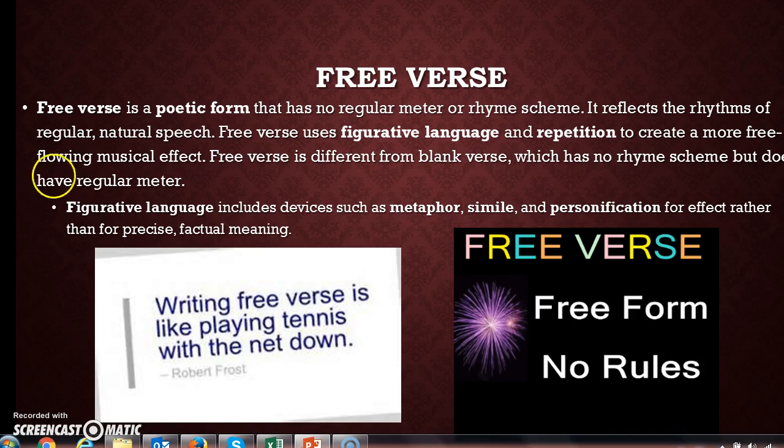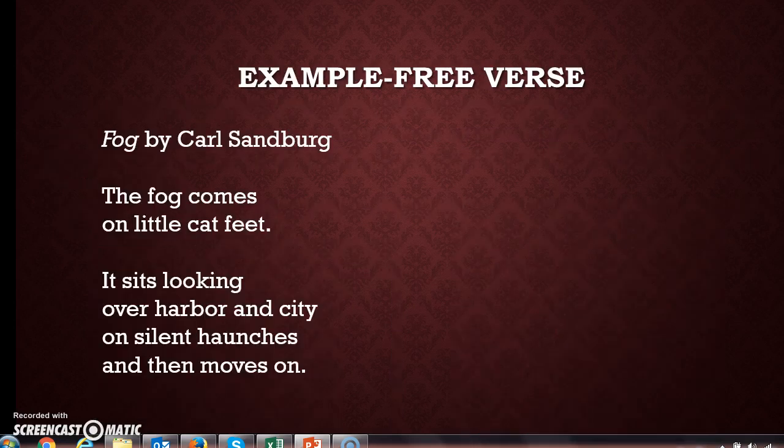Figurative language includes devices such as metaphor, simile, personification, all of those terms that we've talked about. Those are all encompassed in figurative language.